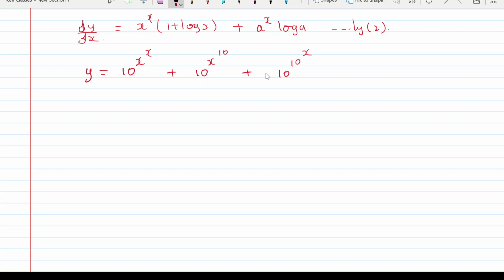This one 10 raised to x raised to 10, so it's a raised to f of x log 10 into d by dx of x raised to 10. So x raised to 10 will be 10x raised to 9, and this one is 10 raised to x log 10 into d by dx of 10 raised to x, that is 10 raised to x log 10. So ये आ जाएगी. So सिर्फ ढूंढना इसके लिए. Okay, only for the first one, not for all three.